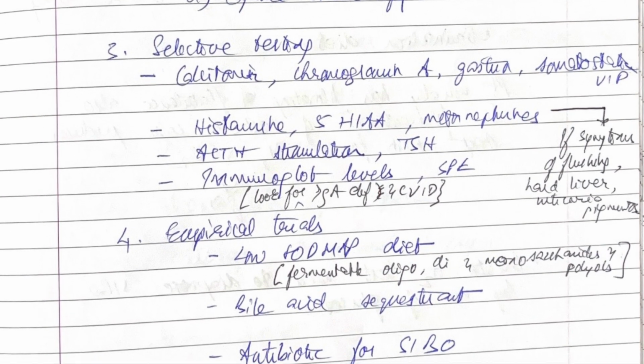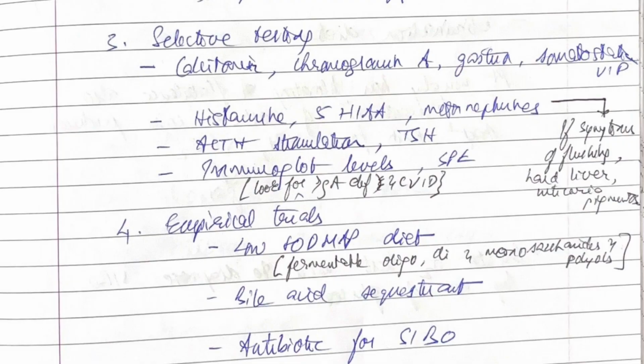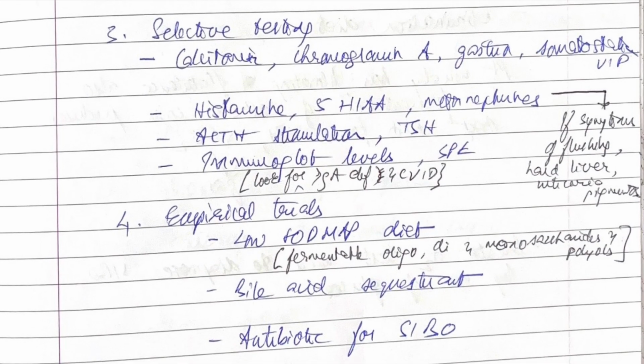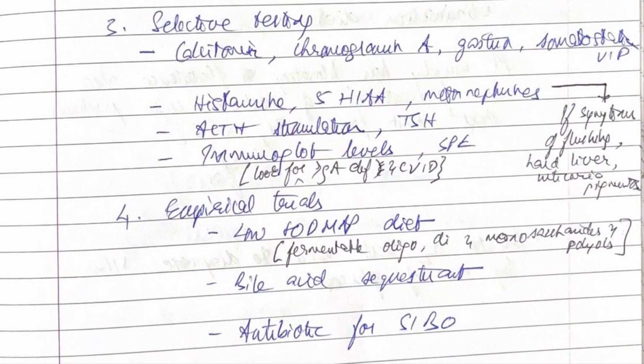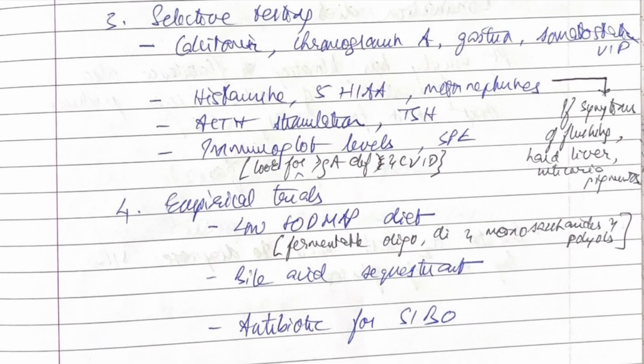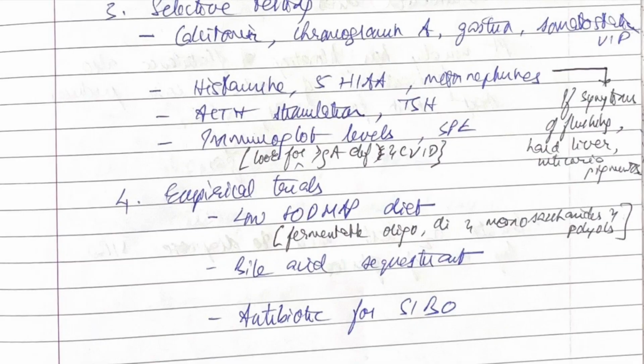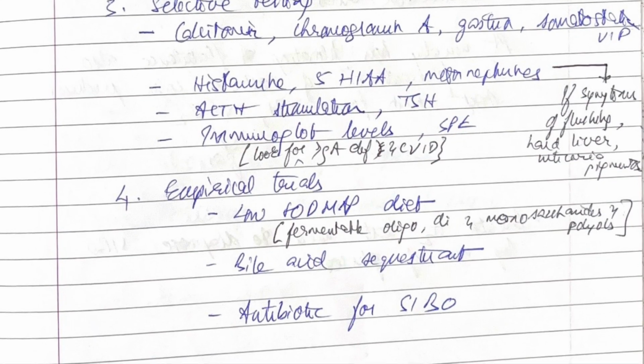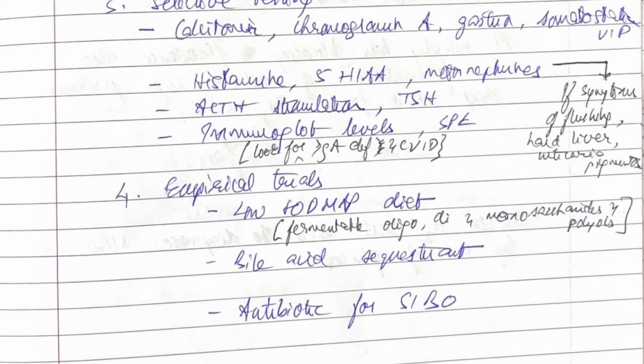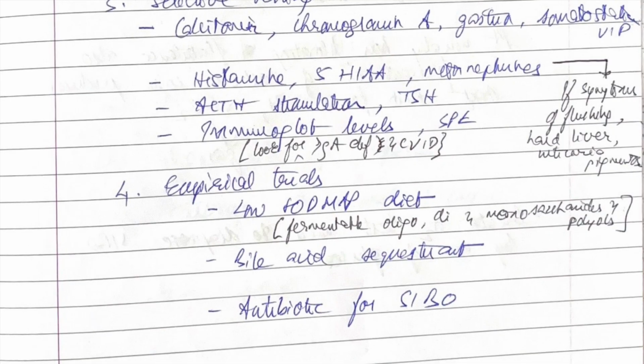Empirical trials can be done, like a low FODMAP diet, which is fermentable oligo-, di- and monosaccharides and polyols. That's FODMAP. Bile acid sequestrants like cholestyramine can be tried, and antibiotics for SIBO can be tried, like rifaximin.